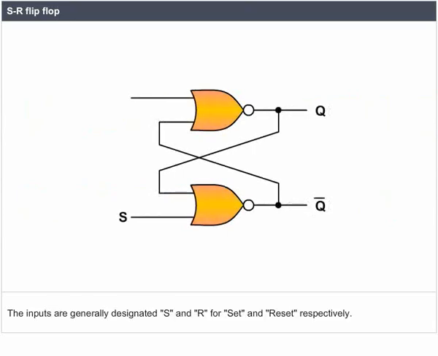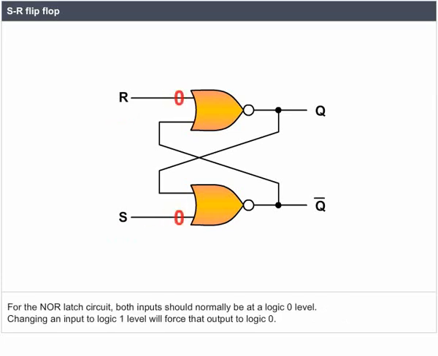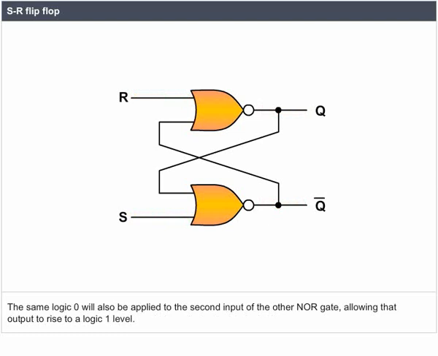The inputs are generally designated S and R for set and reset respectively. For the NOR latch circuit, both inputs should normally be at a logic 0 level. Changing an input to logic 1 level will force that output to logic 0. The same logic 0 will also be applied to the second input of the other NOR gate, allowing that output to rise to a logic 1 level.